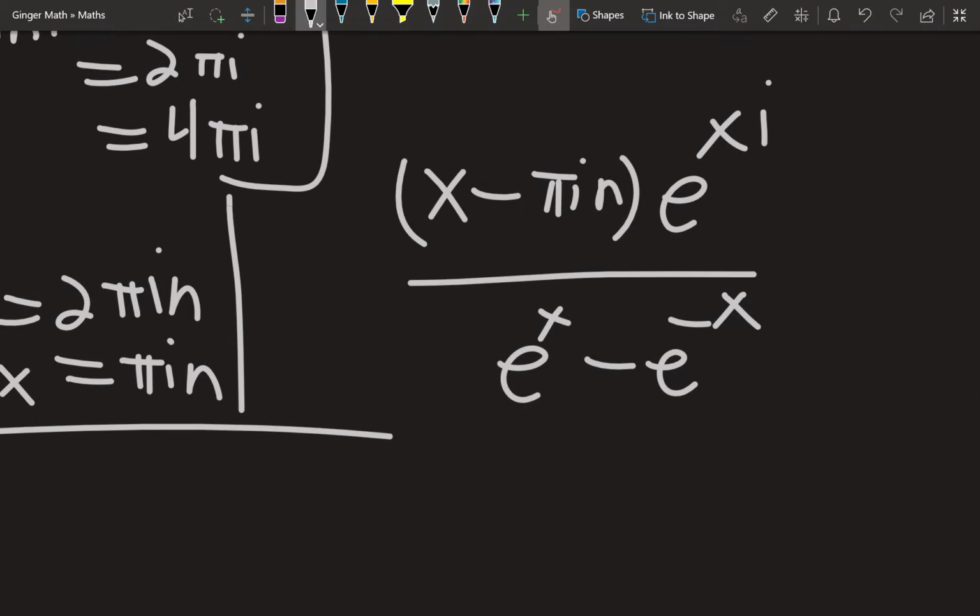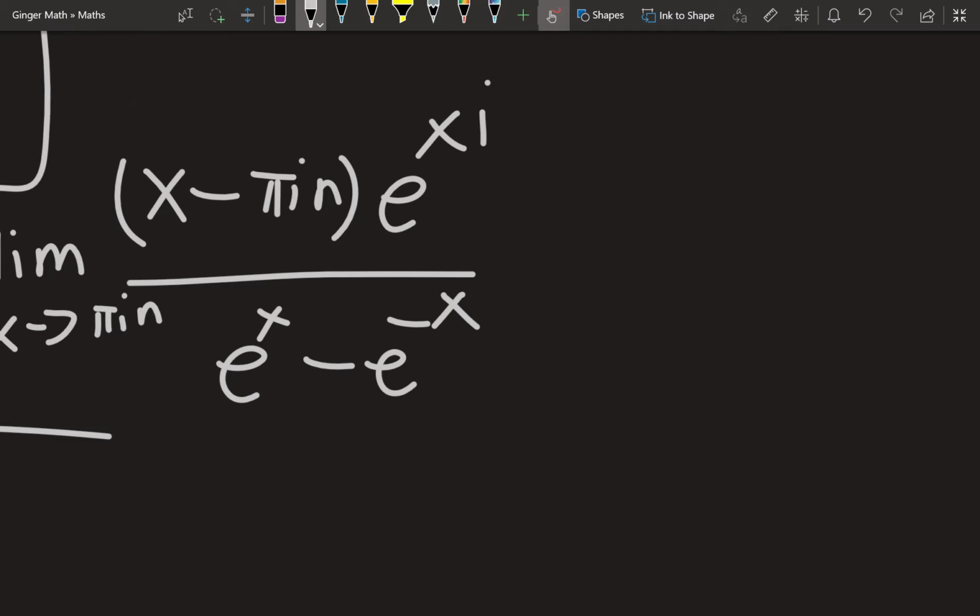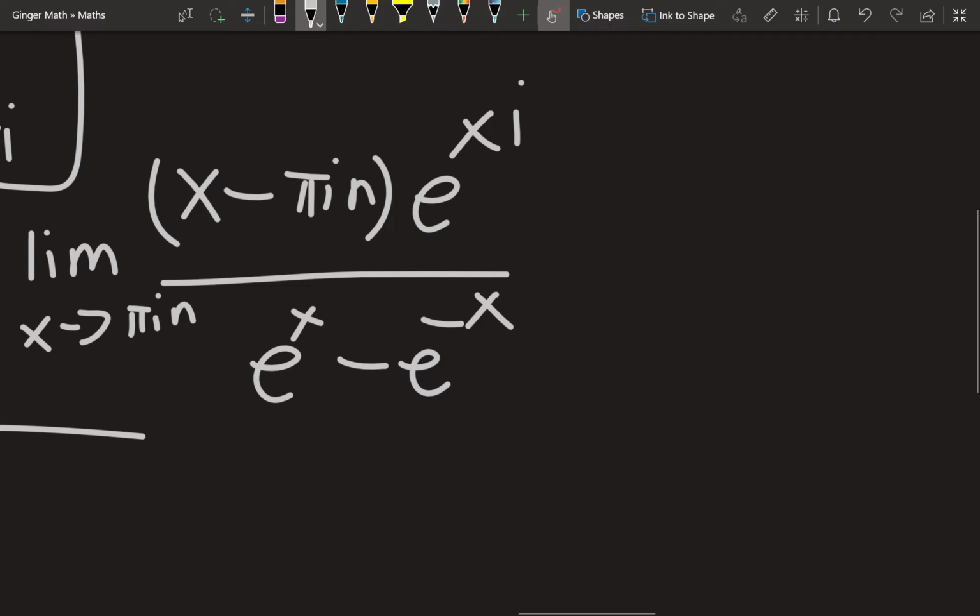And I'm first going to calculate the residues as, well, this is going to be general, as x approaches pi n. I'm going to first multiply by 2 pi i for the residues, and then I'm going to do the pi i later, because they will give slightly different things. You'll see what I mean.